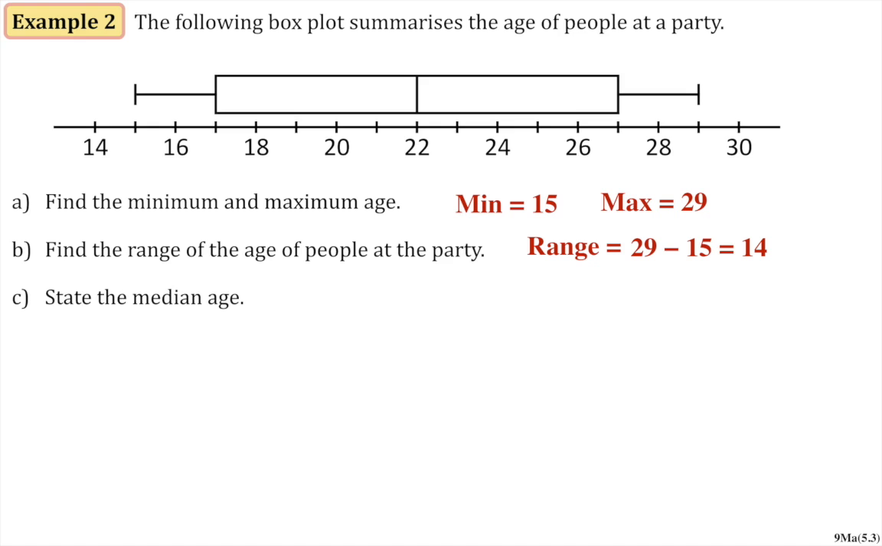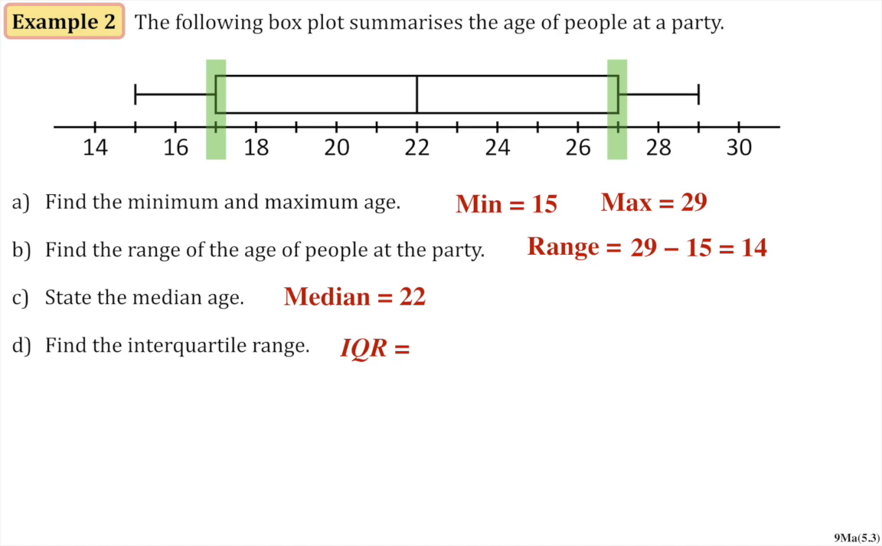Now, what's the median age? Well, that's the middle age, and if we look here, the median age at the party is 22. What's the interquartile range? Remember, the interquartile range is Q3, which is there, minus Q1, which is there. It's the middle 50% of the data. So it's going to be 27 take away 17 if we look at our scales there. And 27 take 17 is 10, so the interquartile range is 10. There's a 10-year spread in the ages of the middle half of the age groups at the party.